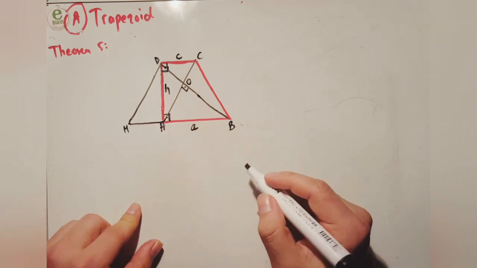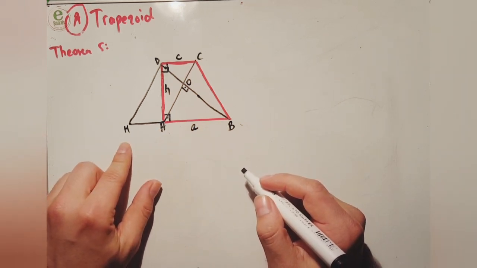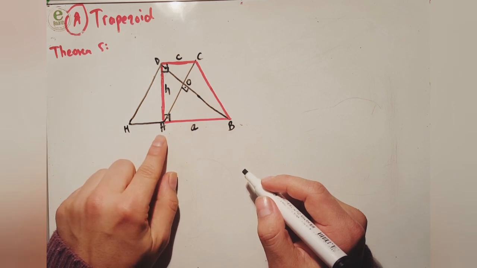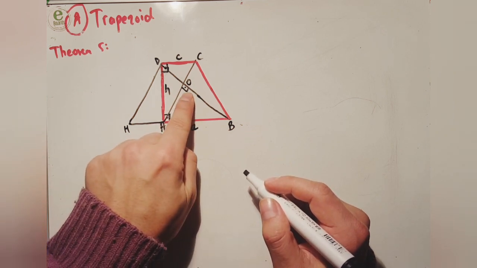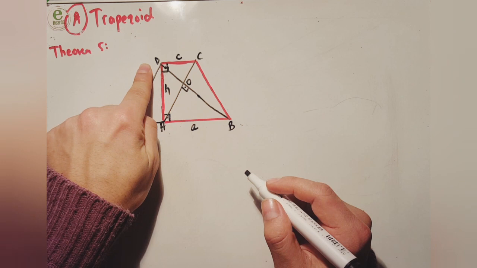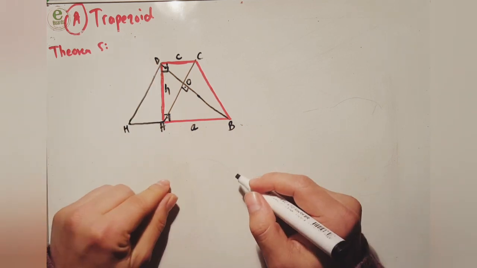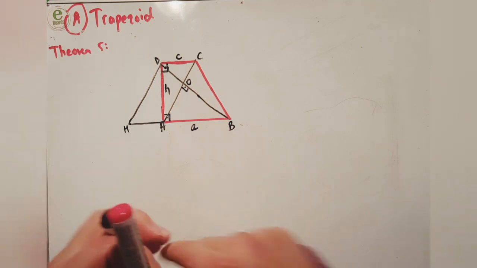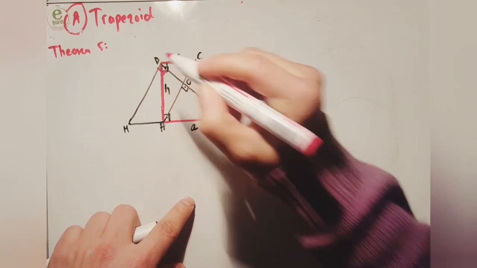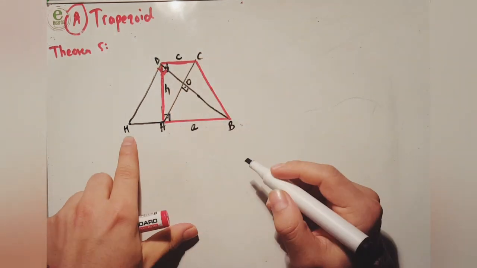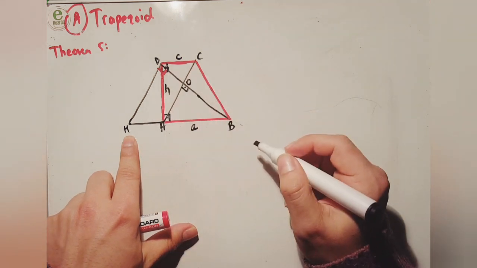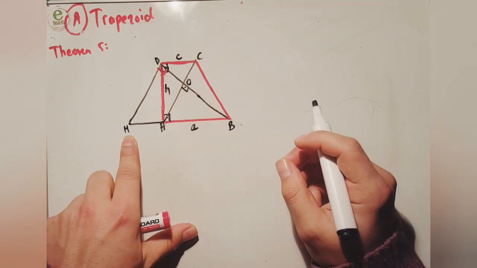And let me take the point as H. HD is parallel to AC. So the measure of angle O and the measure of angle D are corresponding angles, and we know that the measures of corresponding angles are equal. So it will also be 90 degrees. So we will have HDB as a right triangle.